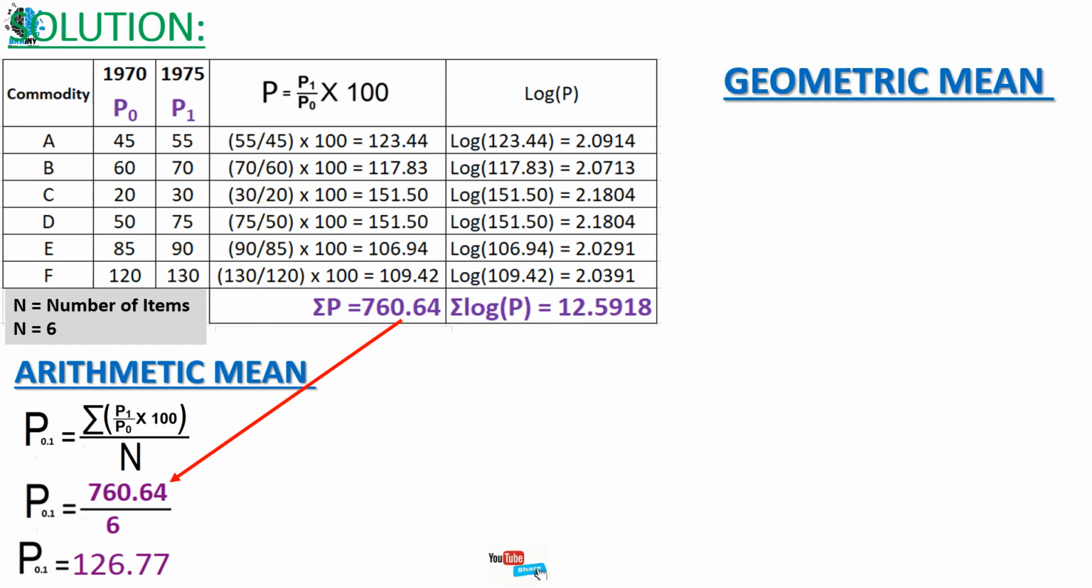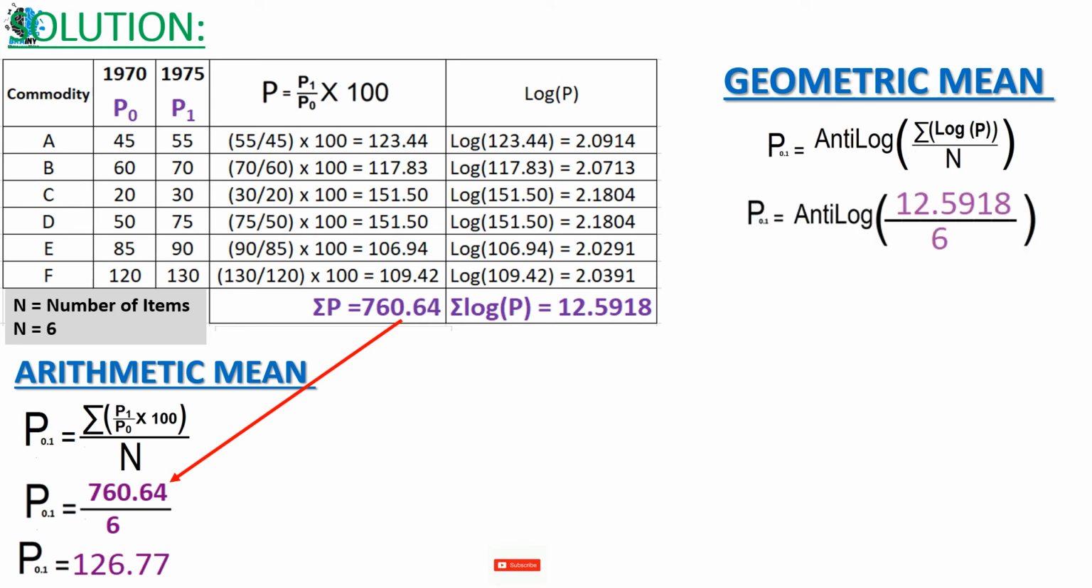126.77. Next we have the geometric mean. What is the formula for the geometric mean? The price index of the current year based on the base year is equal to the anti-log of the average of the log values of P. So we have P01 is equal to the anti-log of summation log P divided by N, that is 12.5918 divided by N.